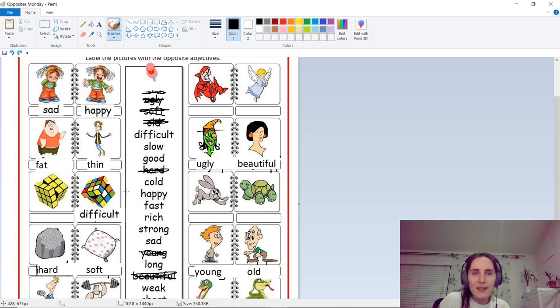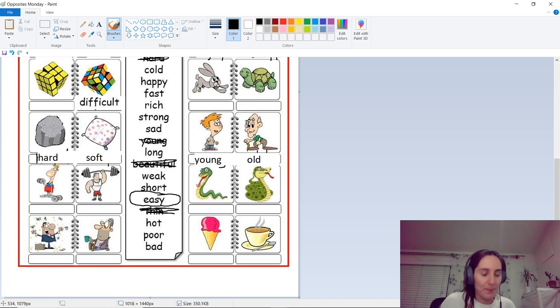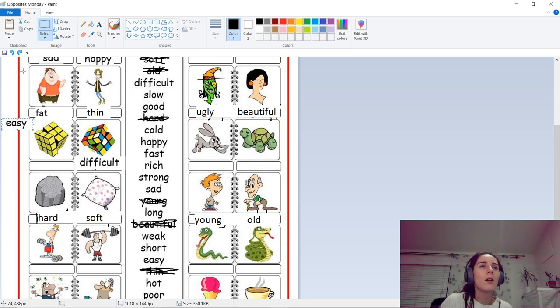This puzzle is difficult. I can't do it. This puzzle is easy. I can do it. Let's find easy. Easy, easy. Here we are. So, let's take easy and put easy under the picture. Right here. Perfect.